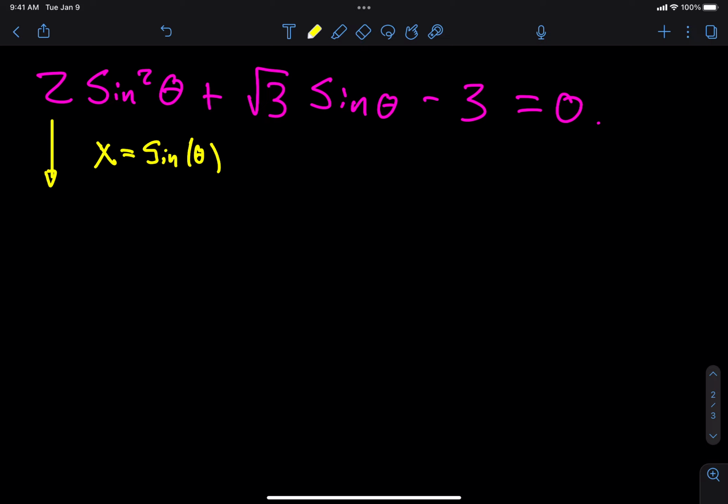What would it look like if I rewrote this equation by replacing, every time I see a sine theta, I'm going to write x instead? Are you asking for the equation? Yeah. 2x squared plus square root of 3x minus 3. Is that what you got too? Okay. And you're just observing? Okay, that's fine. Can I come out of the corner now? Yeah, of course.